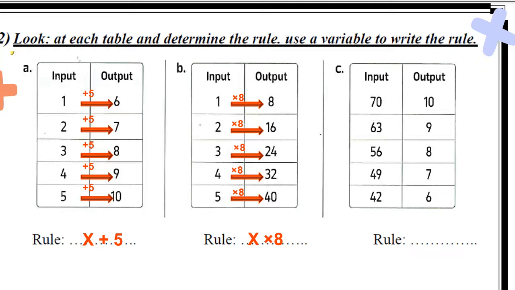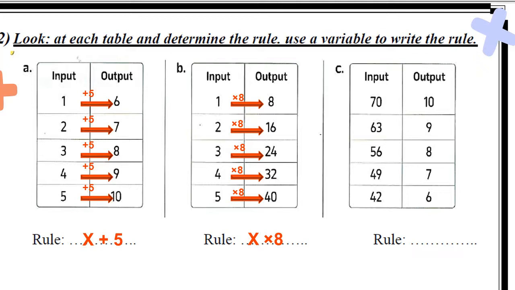Let's see in letter C. Here we have 70 will be 10, smaller. 63 will be 9, smaller. 56 will be 8, which is smaller. 49 will be 7, smaller. And 42 will be 6, which is smaller. So the rule here is using divided or minus.